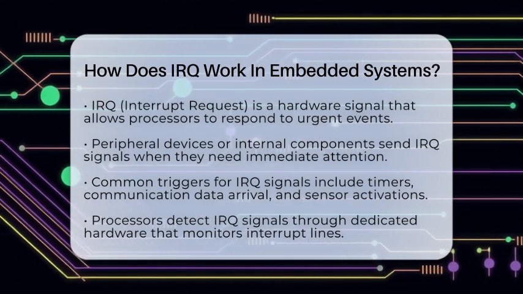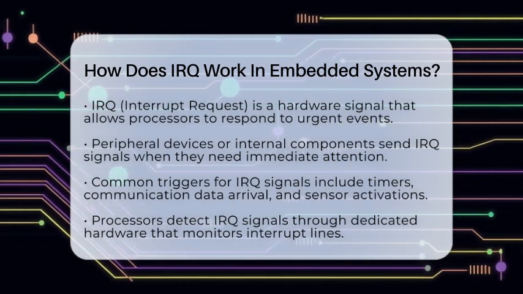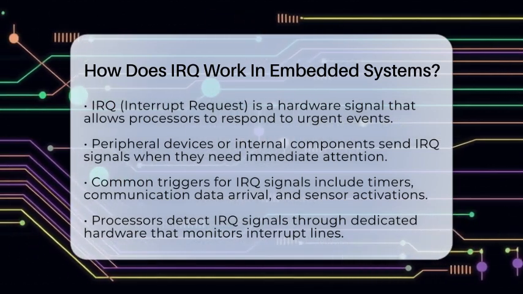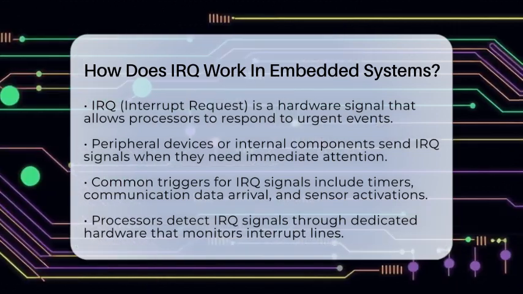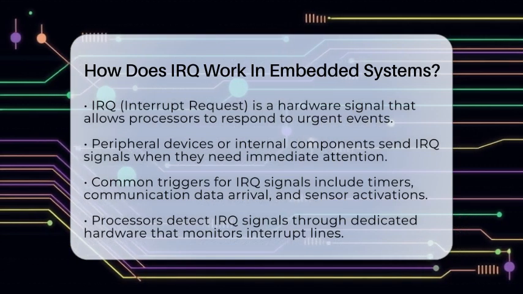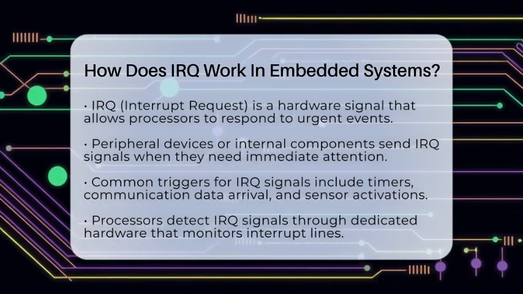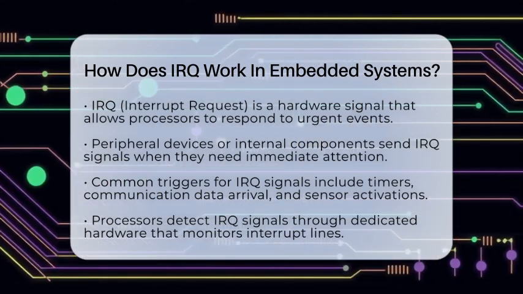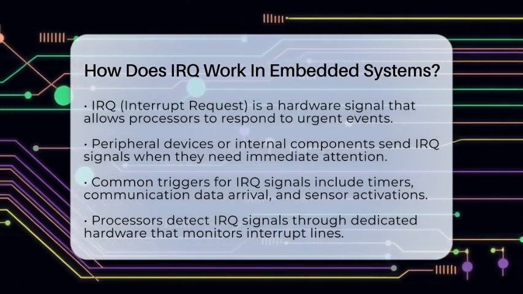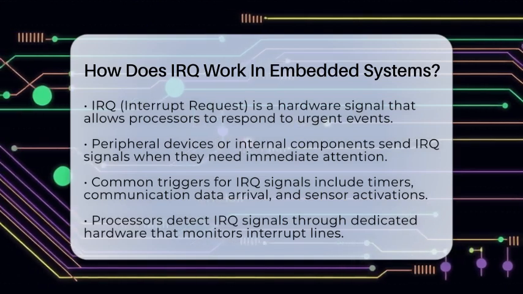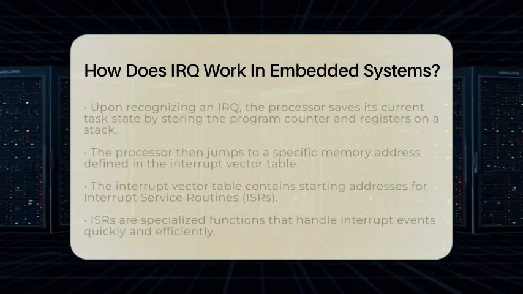Let's break down how this works in a straightforward way. When a peripheral device or an internal component needs immediate attention, it sends an IRQ signal to the processor. This could happen when a timer reaches a certain value, data arrives on a communication interface, or a sensor is triggered. The processor is designed to detect these IRQ signals through dedicated hardware that constantly monitors interrupt lines.